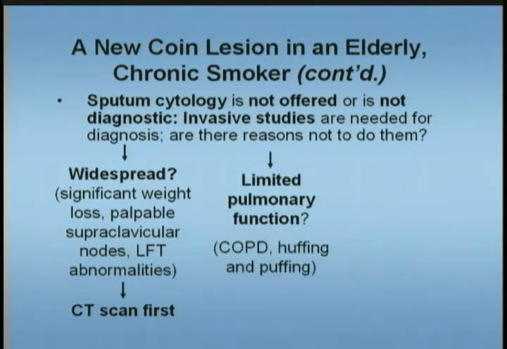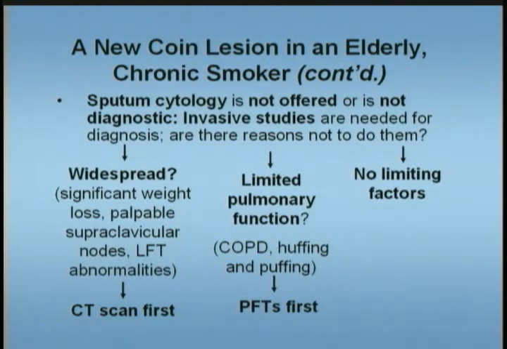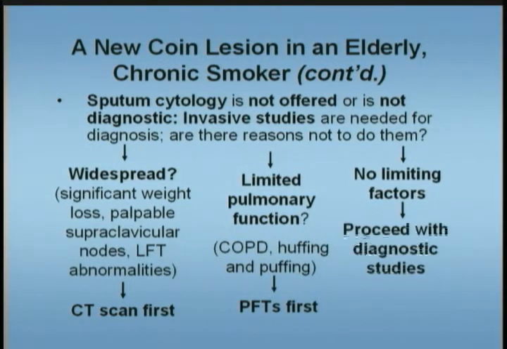On the other hand, your limiting factor may be pulmonary function. If at the very beginning of the vignette it says the patient has severe COPD, short of breath all the time, he's huffing and puffing, then you realize it is pulmonary function that you have to evaluate first, and you do pulmonary function tests. But on the other hand, if there are no limiting factors, then you proceed with the diagnostic studies.